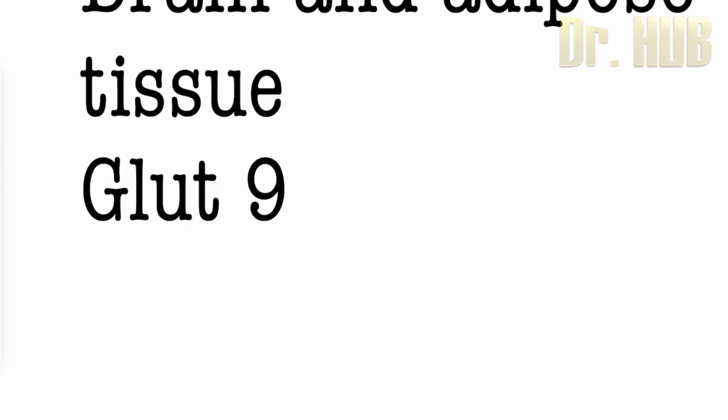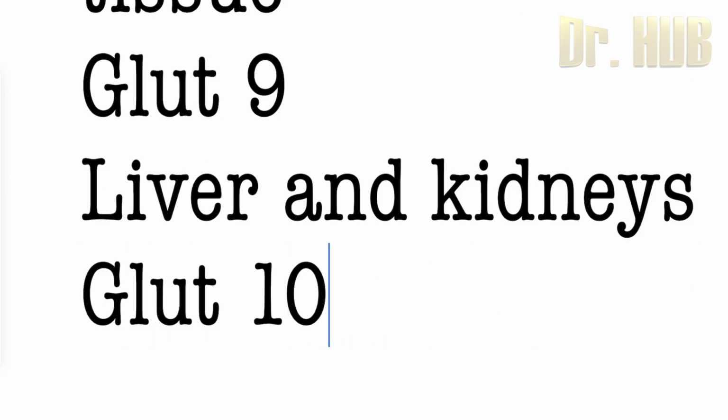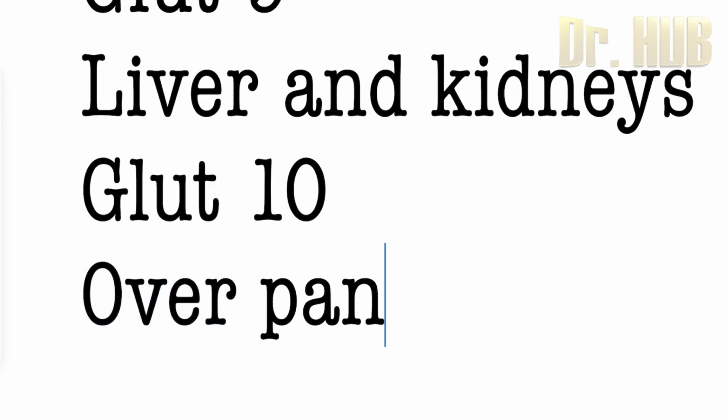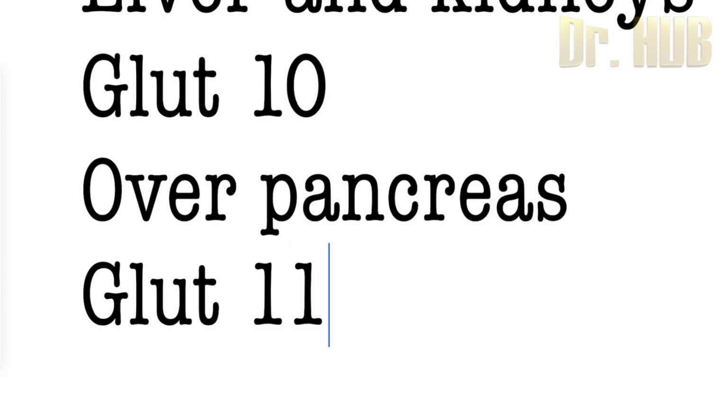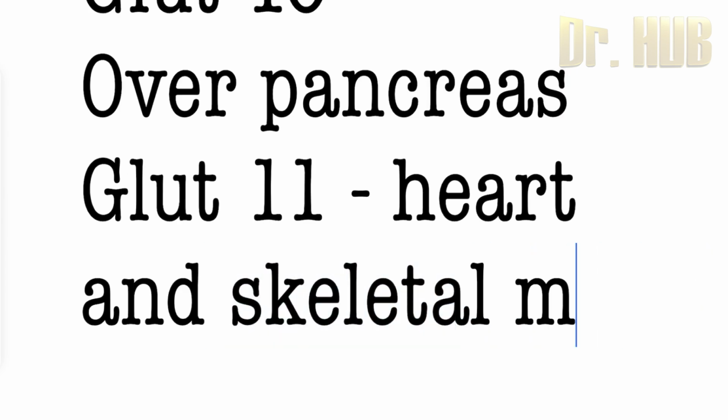Next, looking at GLUT9. GLUT9 is where you have the liver and the kidneys. Then moving on to GLUT10, there will be the liver and the pancreas as well. Now moving on to GLUT11. GLUT11 will include the heart and the skeletal muscles.